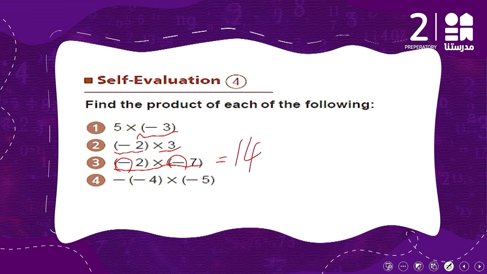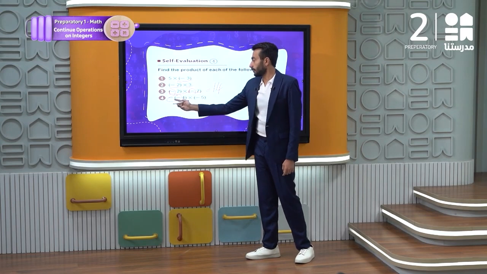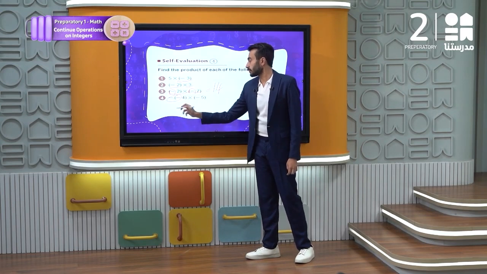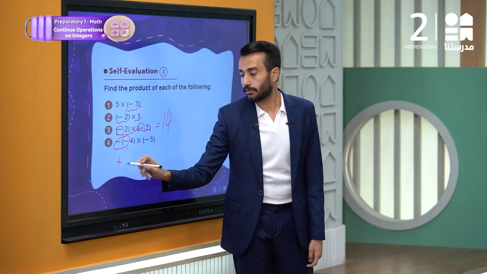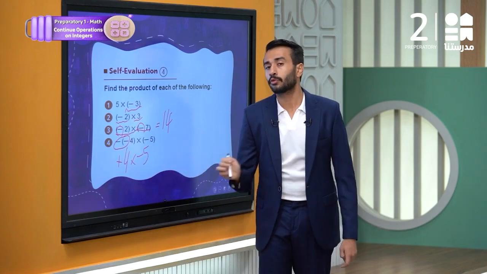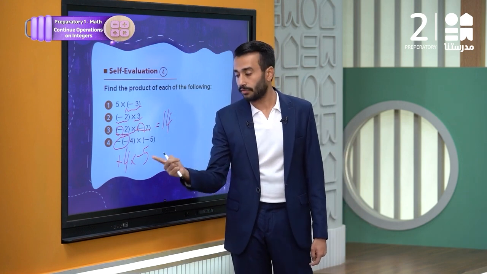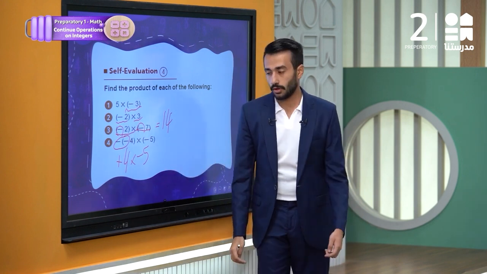That's it. For this one, take care. Can you remember from the last session that when you ever see this, it means positive? This is positive 4 times negative 5. What's 4 times 5? It's 20. And we have a negative sign, only one negative sign, so it's negative 20.